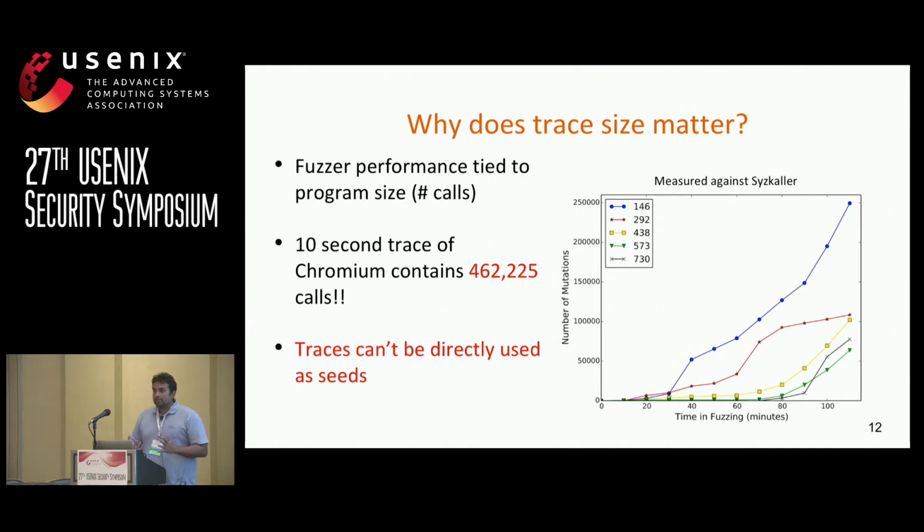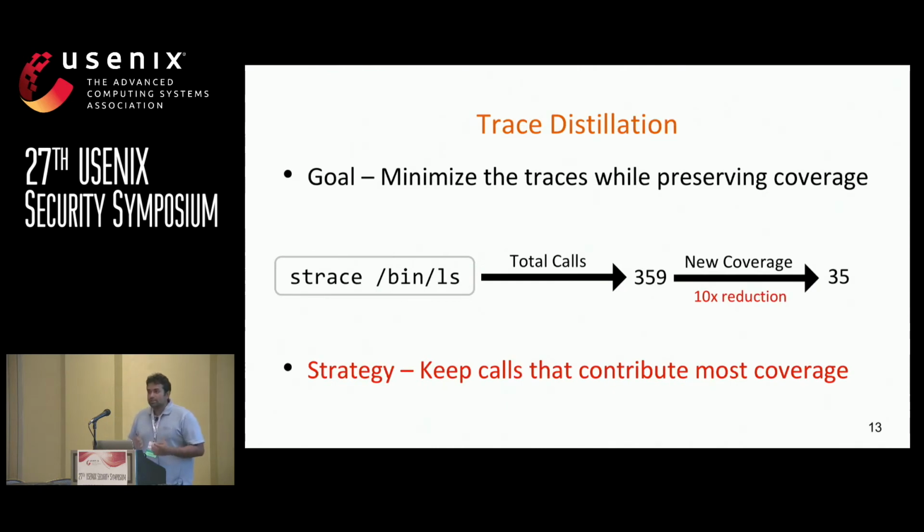But the programs we're talking about are really between 100 to 1,000 calls per program. If we look at some of these larger real programs like Chromium, even a 10-second trace can produce 500,000 calls, which is far too large for direct use. But fortunately, the number of calls within a trace that contribute new coverage is just a small fraction of the total number of calls. We found that even for relatively compact small programs like ls, only about 1/10 of the calls actually contributed new coverage.